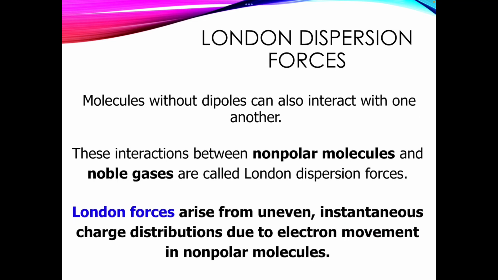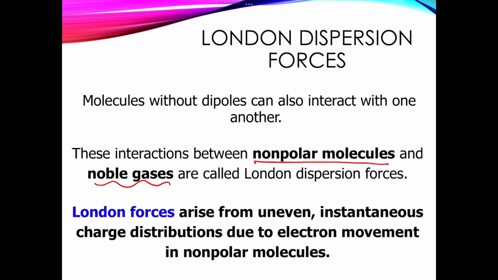All right, our last type of interaction that we're going to look at today is called London dispersion forces, sometimes just dispersion forces, or sometimes just London forces. These are for molecules that don't have dipoles, so nonpolar molecules and noble gases. London dispersion forces arise from the uneven, instantaneous charge distributions due to electron movements in nonpolar molecules. I know that sounds like a lot, so I'm going to try and explain it.